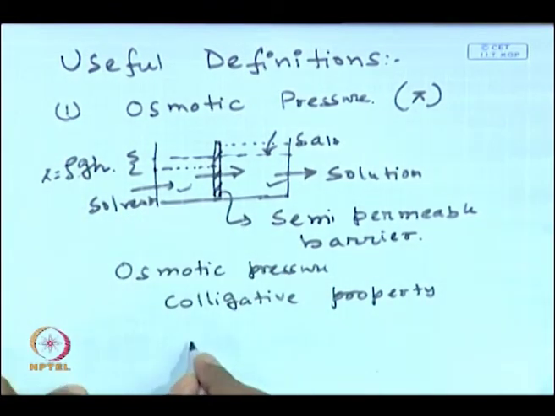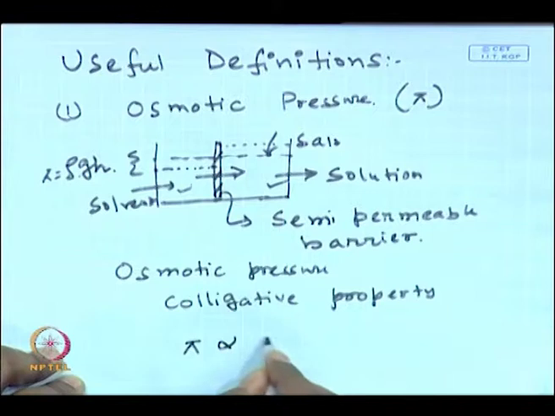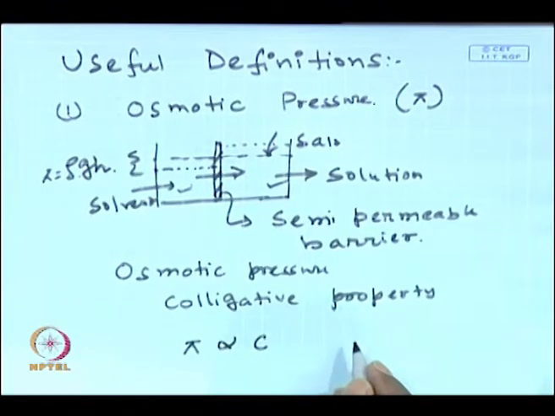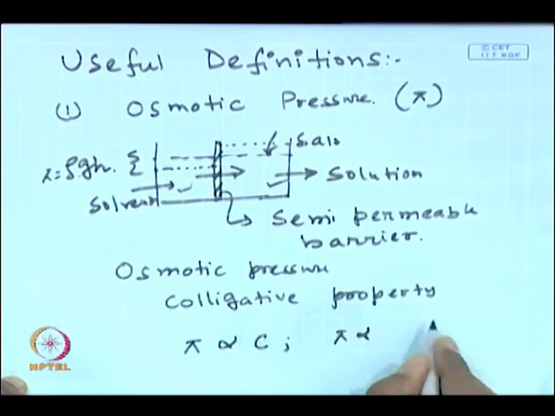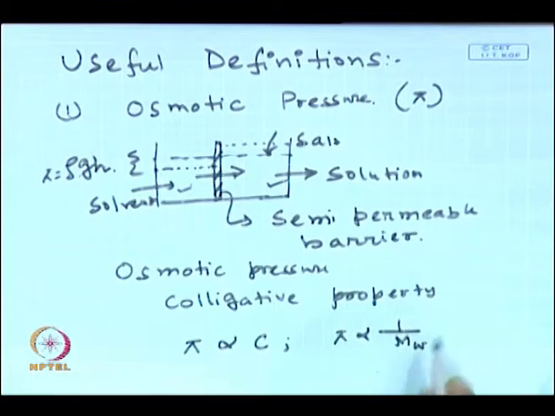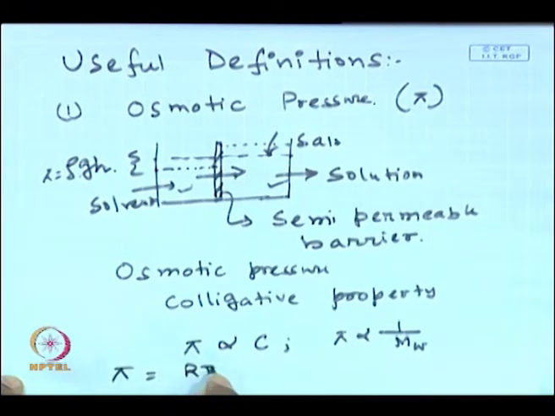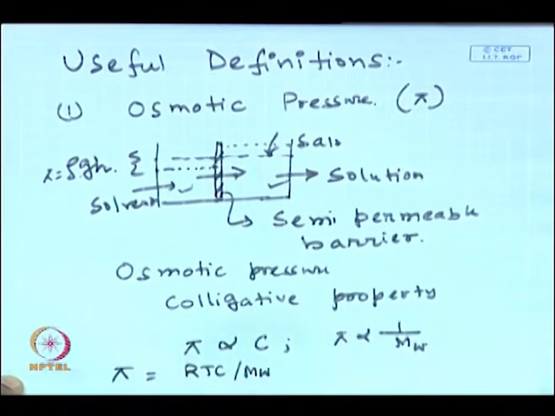Therefore, osmotic pressure is directly proportional to the concentration of the solute, and inversely proportional to the molecular weight of the solute. So, if you are talking about a solute with a lower molecular weight, the osmotic pressure is very high. Therefore, for a dilute solution, pi is given as RTC by M, where M is the molecular weight. This is known as the Van 't Hoff relation.